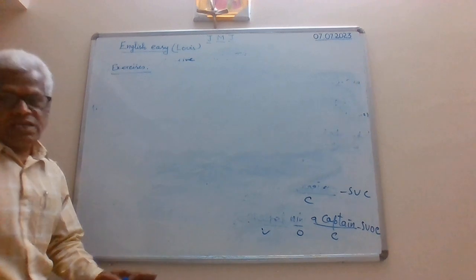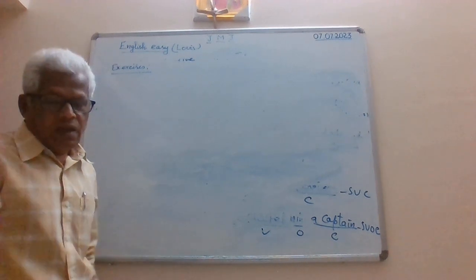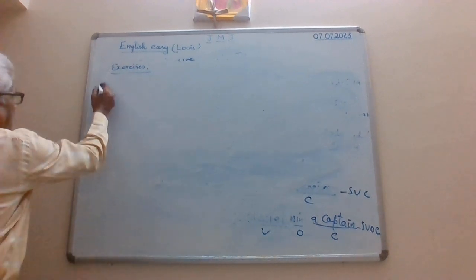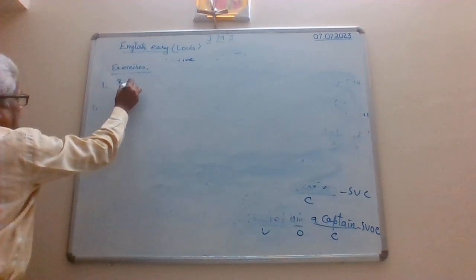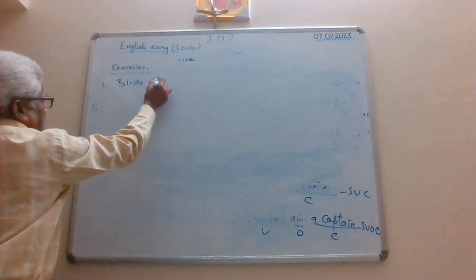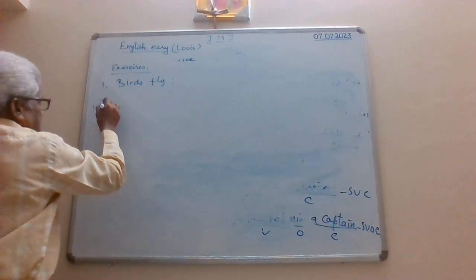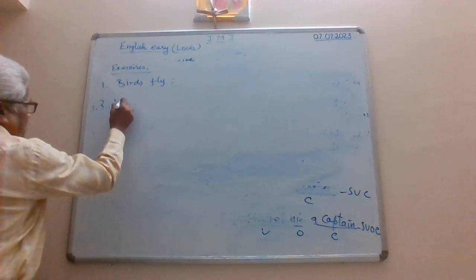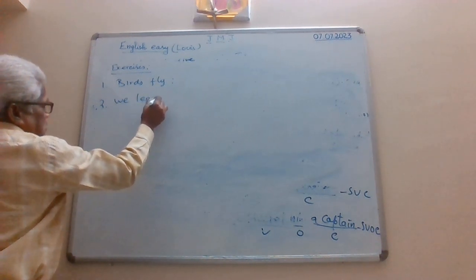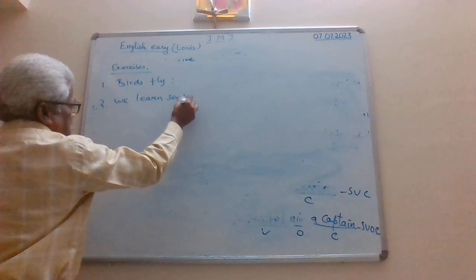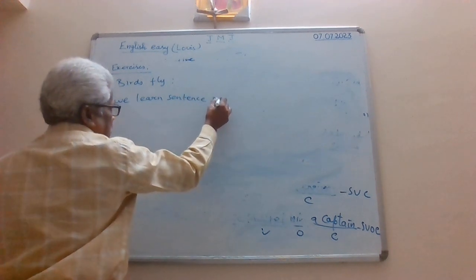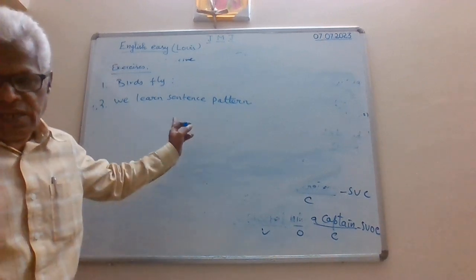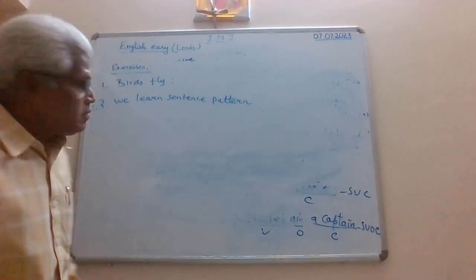When I write the sentences, you will automatically come to a conclusion. So this is this particular pattern here. Again, you see now, birds fly. Second sentence you can think of: we learn sentence pattern. We wrote this already. We learn sentence pattern.